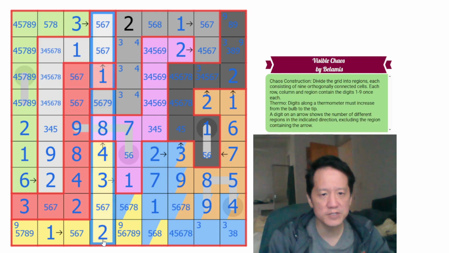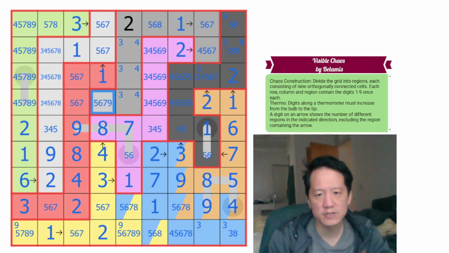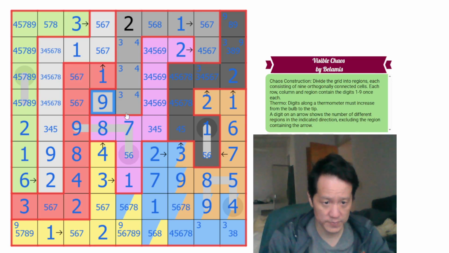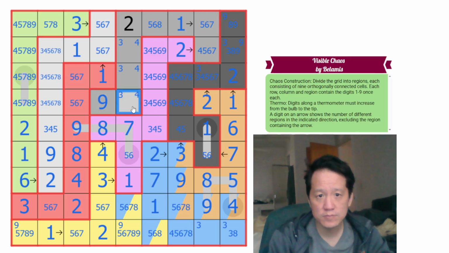So where is the 9 in column 4? It has to be here. So this is a 9. This then cannot be 9. This can't be 9. This has to be greater. This has to be less than this. So this can't be 9 or 8 anymore. This can't be 4.